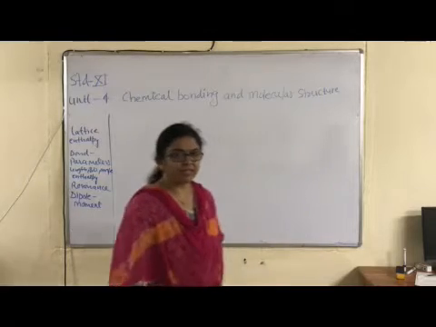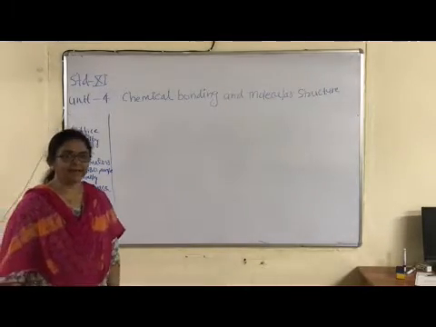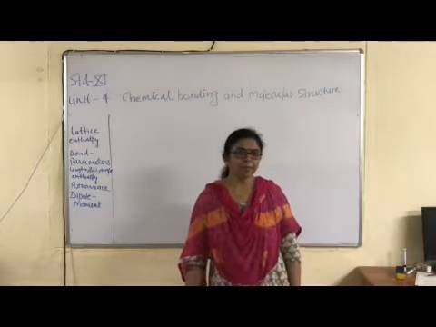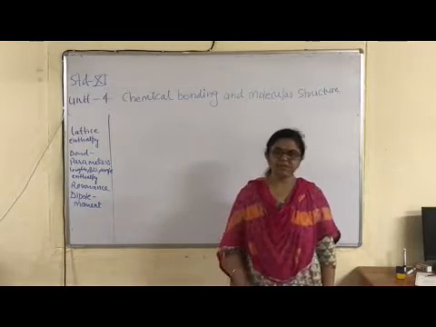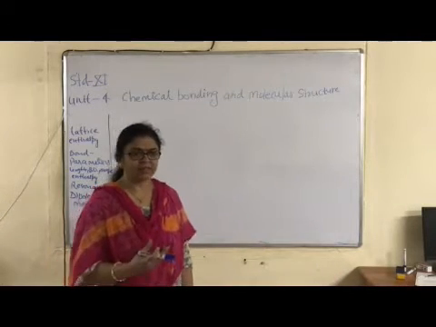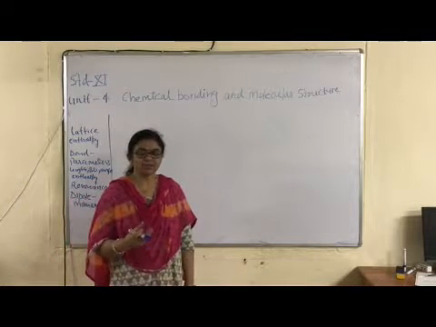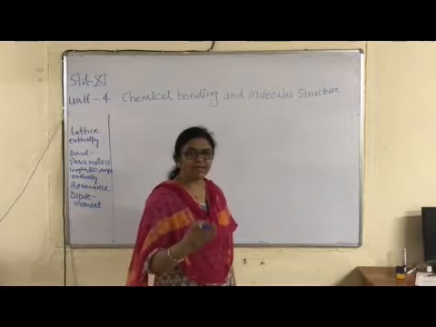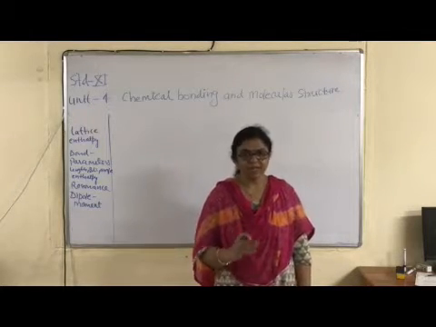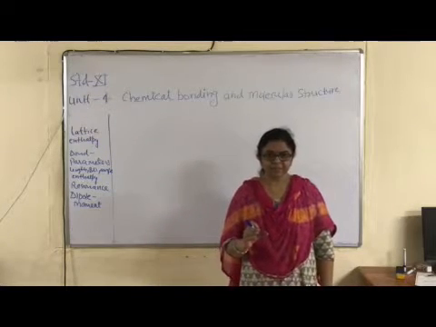Now children, discussion of lattice enthalpy. Lattice means the network structure of ionic compounds. Ionic compounds always exist in a three-dimensional structure, right? A fixed amount of energy is required to remove 1 mole of an ionic compound from its network structure or lattice structure, which is known as lattice enthalpy, right?